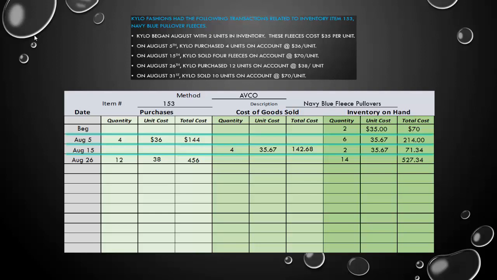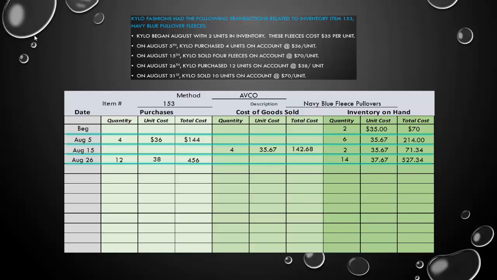$527.34. To figure out our unit cost, we have to find out the average. So we take our total cost and divide it by our quantity on hand. $527.34 divided by 14 is going to give us a unit cost of $37.67.